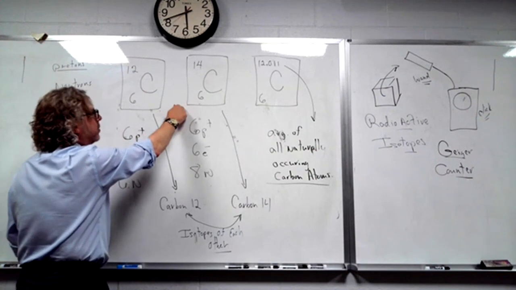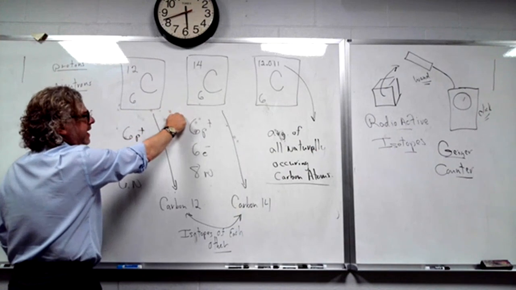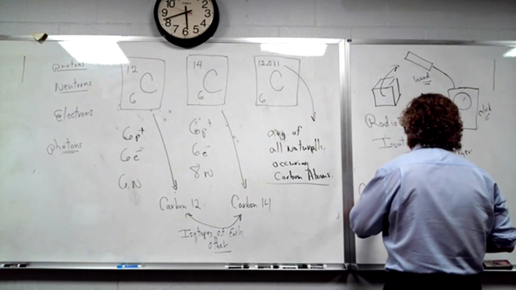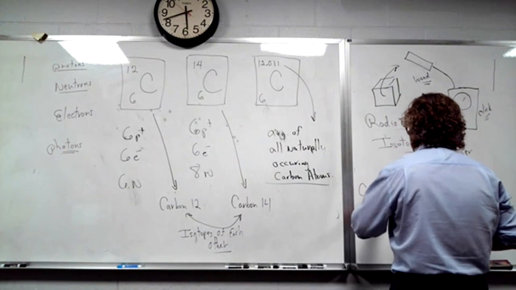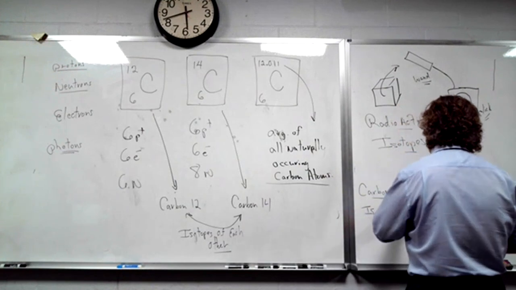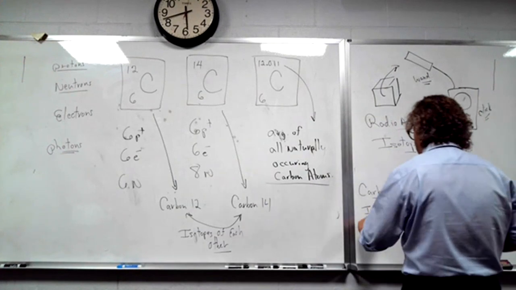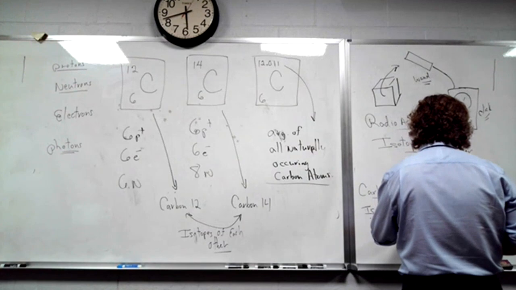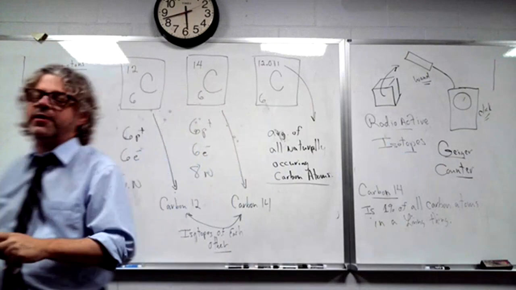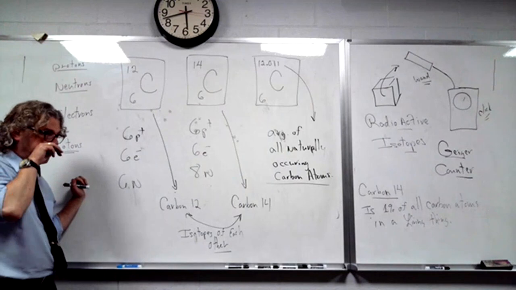Carbon-14 decays. Carbon-12 is stable, doesn't decay. Carbon-14 decays on a set schedule. It is 1% of all carbon atoms in a living thing. Because it's this carbon-14 in the upper atmosphere, if the living thing is breathing or absorbing oxygen one way or the other, the carbon-14 is going to get into that living thing.